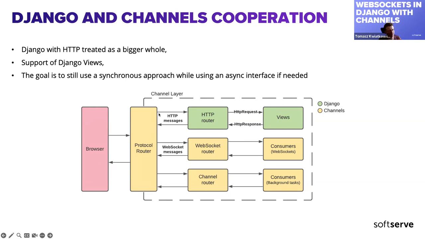So channels allow us to keep the old-fashioned or synchronous HTTP request approach, while also introducing long-running connections such as WebSockets or maybe other protocols that might be used. And those are handled by this channel layer here. That will be more clear once we jump into the details of what the channels layer is, after a few slides, I guess. But for now, let's just focus on this additional layer introduced by channels, which allows us to have both already existing Django views, as we see here, and the possibility to have WebSocket protocol support as well.